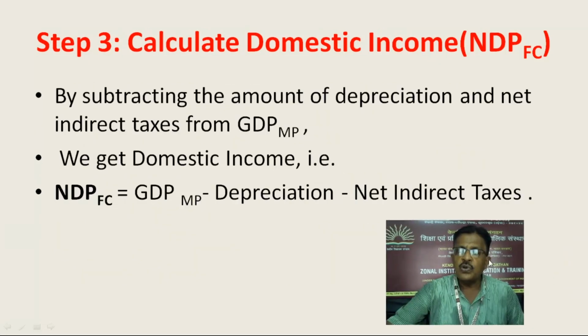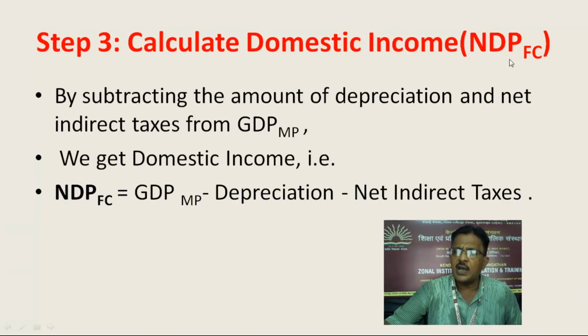In step 3, we have to calculate the domestic income, that is NDP at factor cost, by subtracting the amount of depreciation and net indirect taxes from gross domestic product at market price.